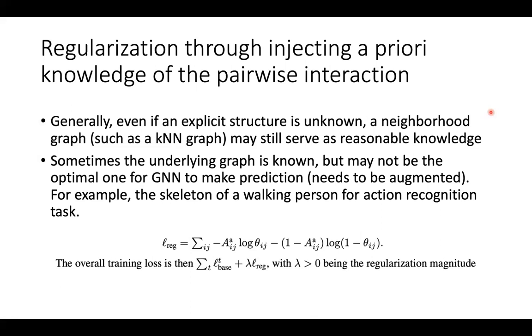Essentially, we can see it's just the cross entropy loss between the prior knowledge, which is this A_ij we already know, and this theta_ij that we've learned from our neural network. And the overall training loss is then the basic forecasting loss, where we want to forecast a sequence. So essentially, it's a summation over all the timestamps that we want to predict, plus a lambda multiplied by this regularization loss.